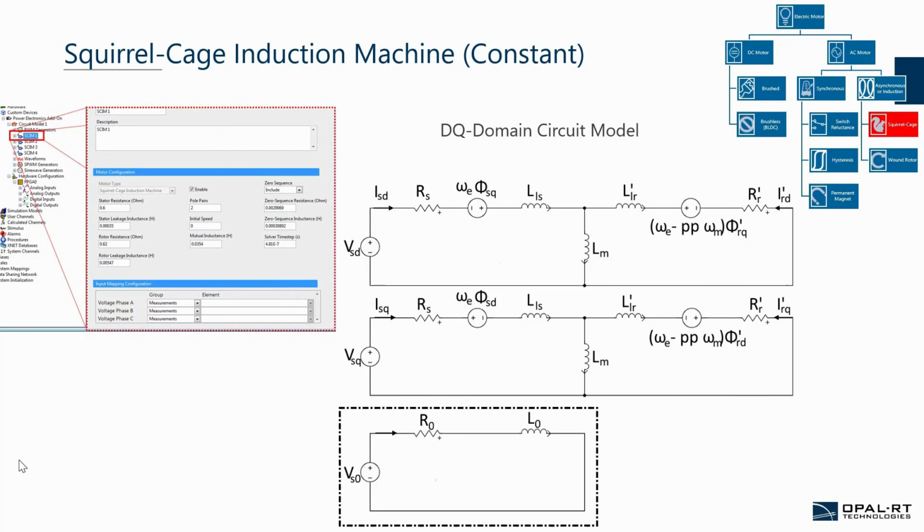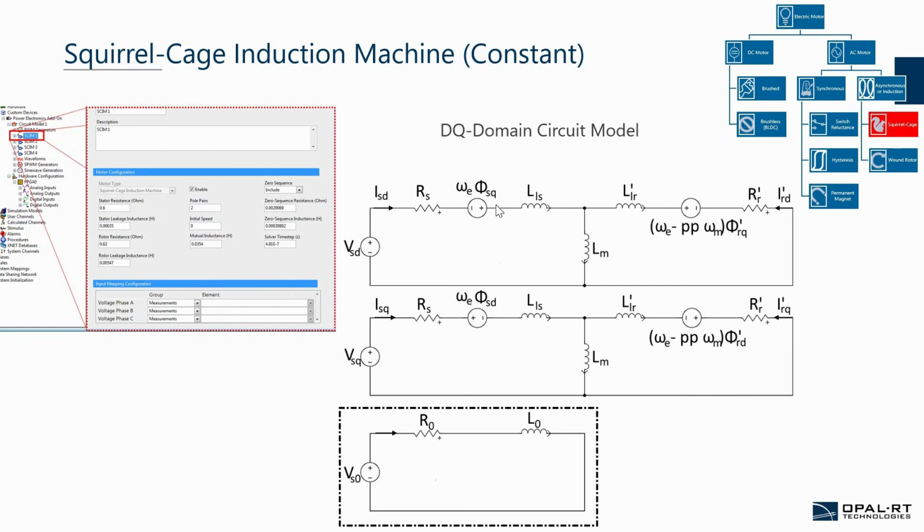The next machine is the Squirrel Cage Induction machine. The name Squirrel Cage Induction machine comes from the fact that it induces a magnetic field in the rotor, rather than having magnets created from rare earth metals. And because apparently people like to put squirrels in cages back in the day of Tesla, I guess. Here's the equivalent circuit model in the DQ reference frame.